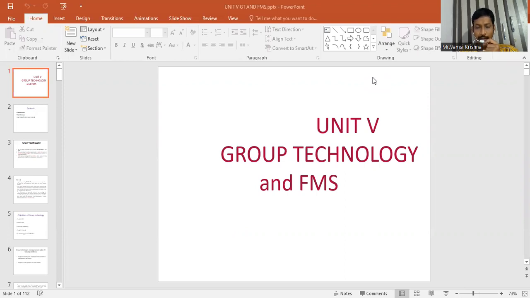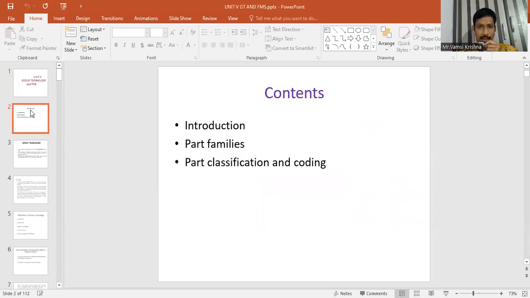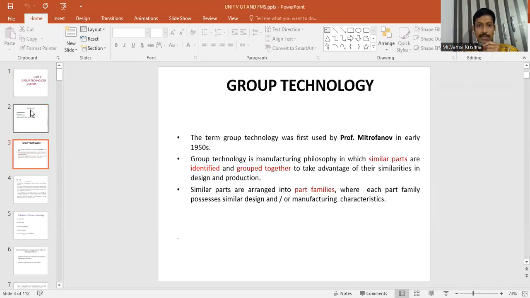Okay, good evening everyone. This session is meant for explanation on group technology and flexible manufacturing system. To begin with, we'll start with group technology. We'll have some basic introduction, and thereafter we'll learn about the part families, part classification and coding. Group technology was first used by Mitrofenov in 1950.